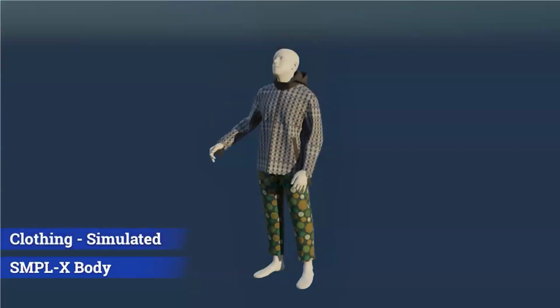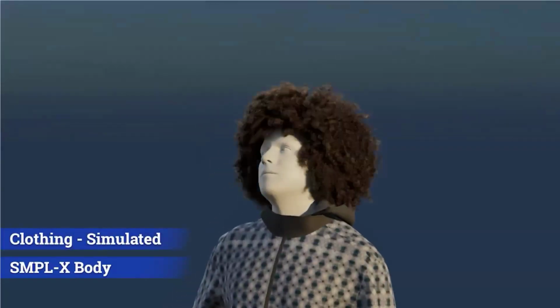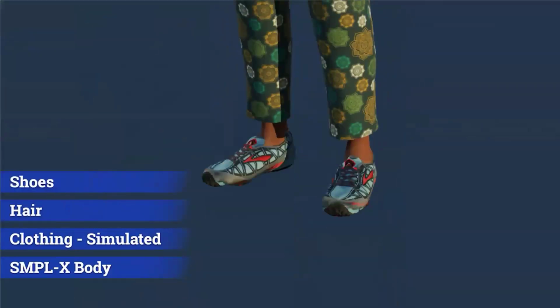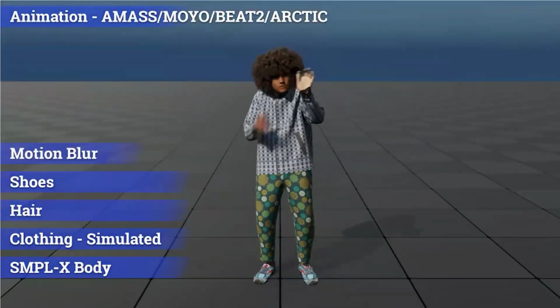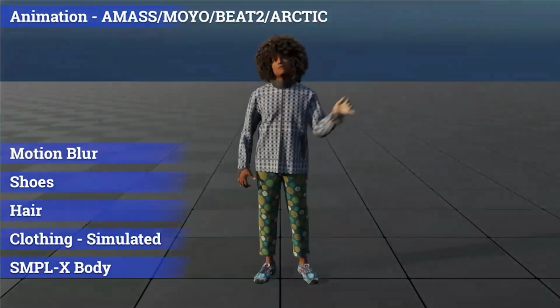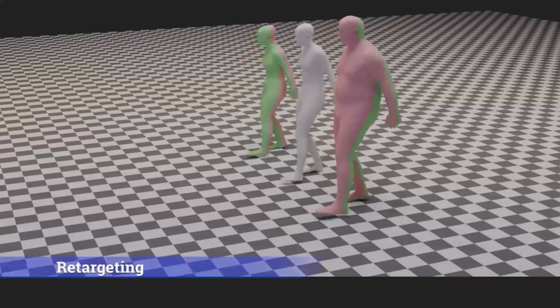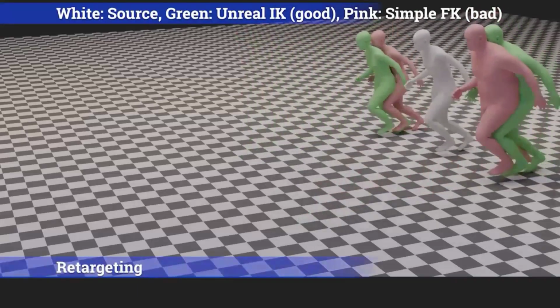Then we take SMPL-X bodies, 16 shape components. Very important, we have a locked head, so the back of the head has no hair bun. We add hair, we add shoes, we add texture. We take emotions from AMASS, Moyo, and BEAT 2. We then have this wide range of body shapes.